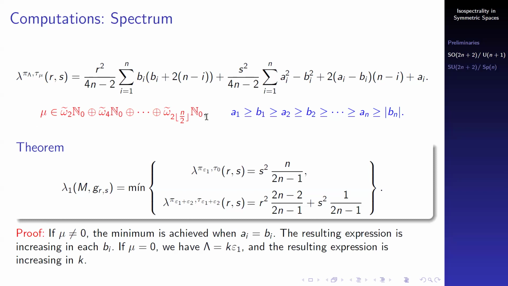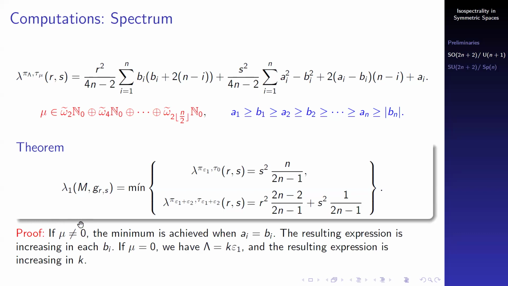And the theorem, after we have that formula, we have an explicit description of all the eigenvalues of the spectrum. So we can compute the first one. We take that formula and we found that the first eigenvalue is given by this formula. It's the minimum between these two values. How do we compute the minimum? It's easy once you have the formula, because we split into cases.